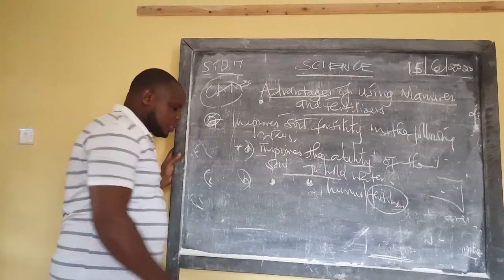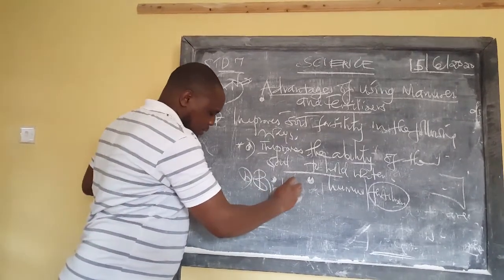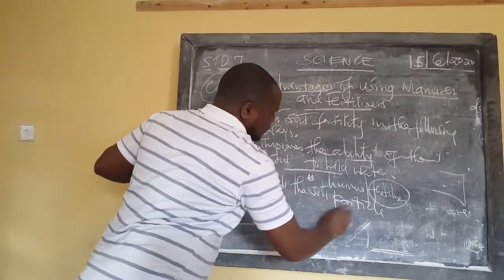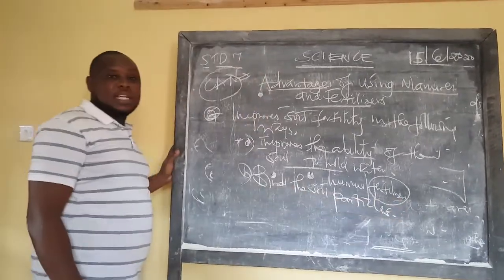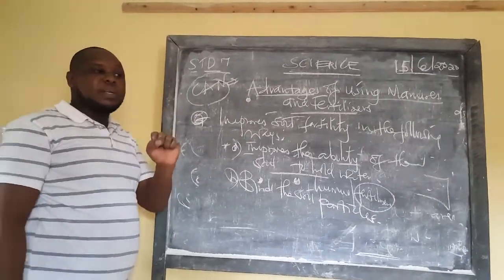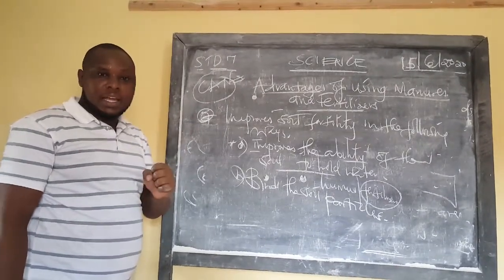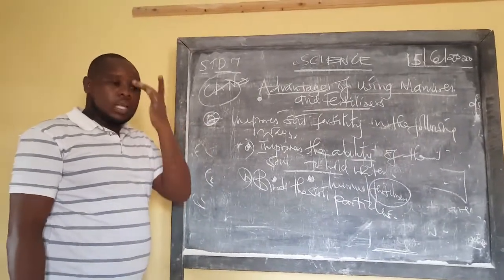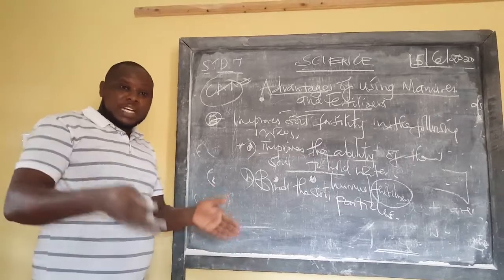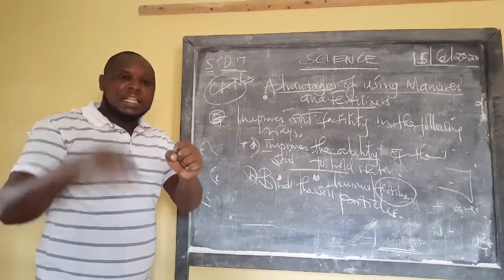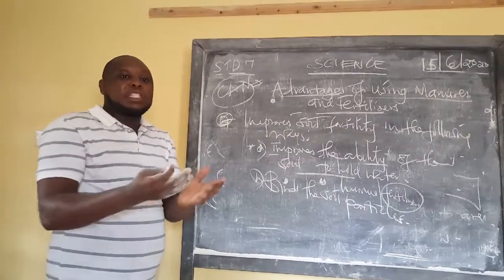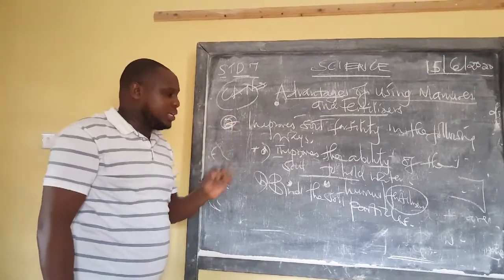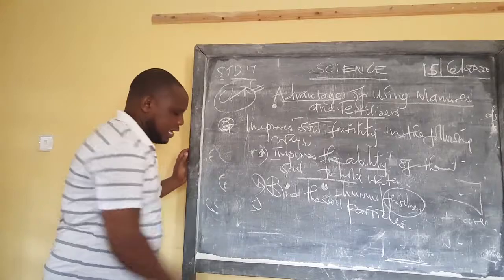Number 2, binds the soil particles. I've just explained that manures and fertilizers bind soil particles together. That's what happens when you don't use fertilizer in a farm that you have been using fertilizer on. If you don't use fertilizer that particular year, you will never harvest anything because the soil has become loose. But when you use fertilizer, the soil particles are bound together, meaning that the soil will not allow water to go down there, but it will hold the water to be used by the crops once you plant them, and so they will get the required amounts of water to be able to give high yields.